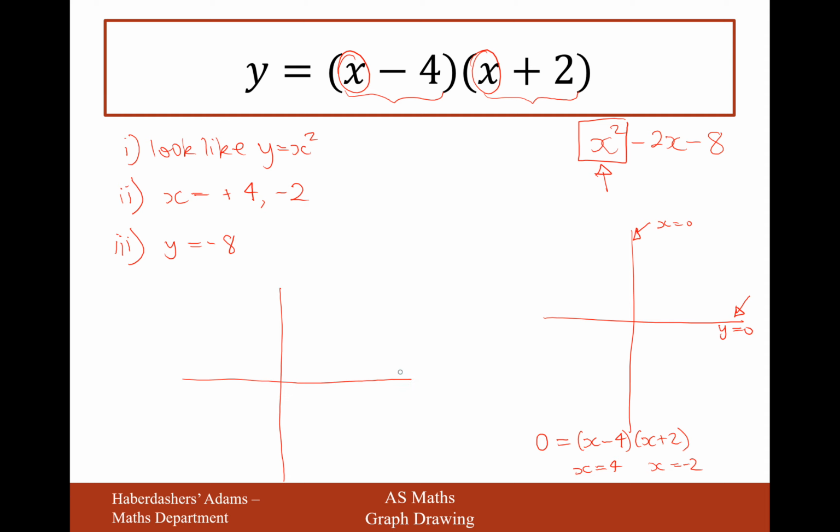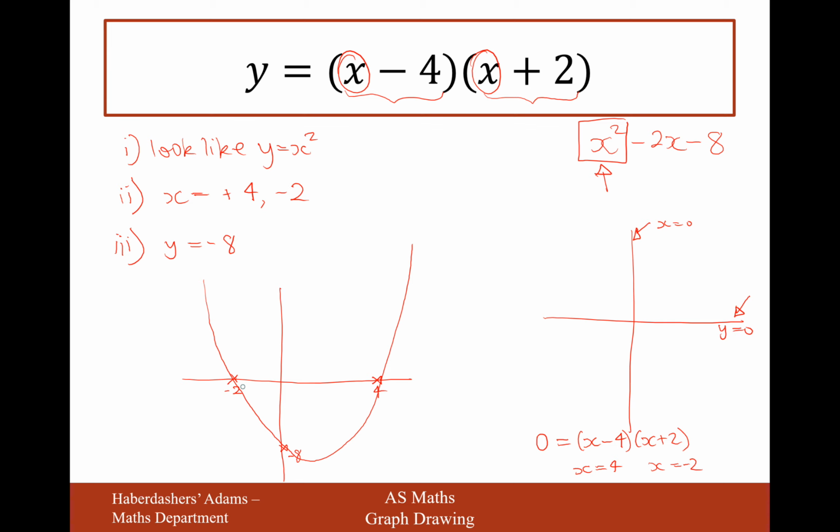So let's now draw the answer. It's going to cross at 4 and minus 2. It's going to cross on the y-axis at minus 8. And it's going to be a perfectly symmetric x squared graph. So it's going to look something like that. It's going to be more weighted to the left-hand side.